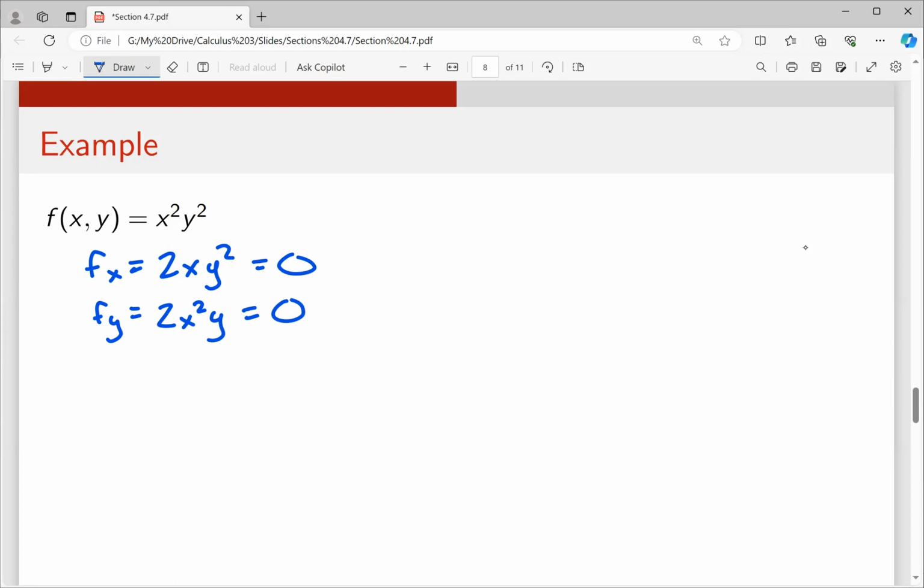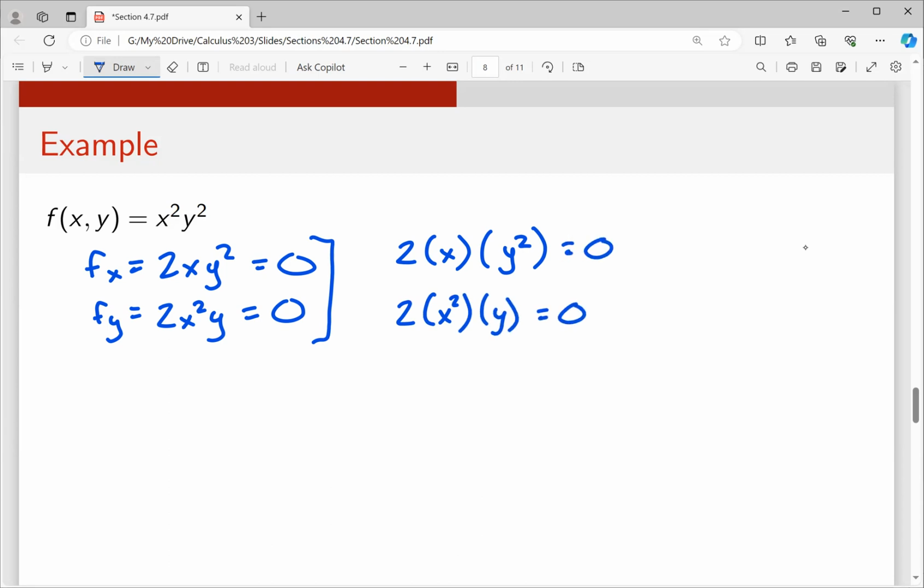So now, I could try doing that whole solving for one instead of the other, but I want to show you another technique. Another technique is to factor. So if you think like 2 times x times y squared and 2 times x squared times y equals 0. And this technique works better when it's even more complicated. So then the top equation will be 0 if one of those terms is 0. The bottom equation will be 0 if one of those terms is 0.